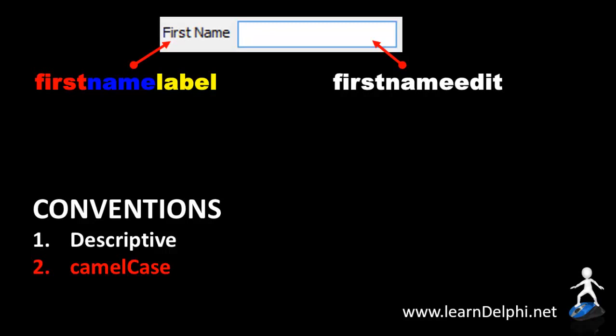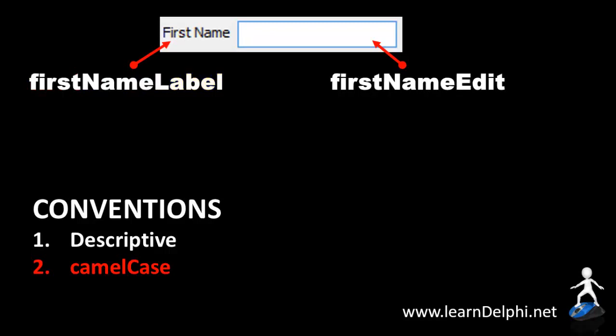The second part is the word name. We must change it to start with a capital N, like this. This name also has a third part. That is the word label. We also start the word label with an uppercase L. If we add more words, they will all start with uppercase letters. It is only the first part in the name that contains only lowercase characters. When you apply this convention to the edit, it will be named first name edit, like I show it here.